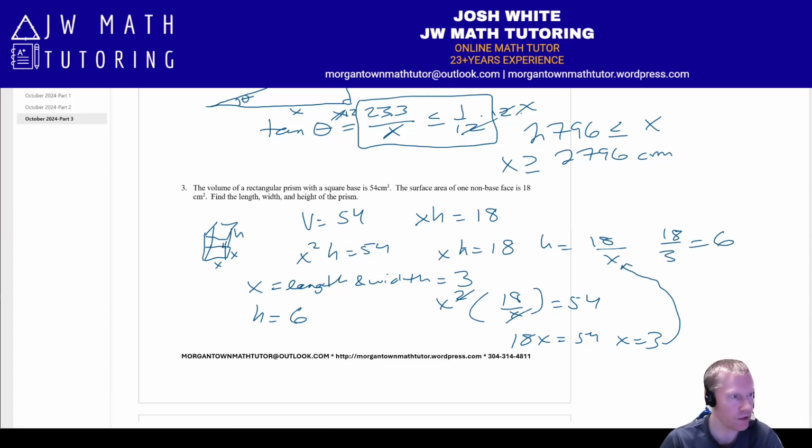So it's not that much longer than doing it in Desmos, but that is just how you would do it by hand. Solve one of the equations for x or h, and then substitute that into the other equation. Then you can solve for x or h, and then plug that back in to the first equation.